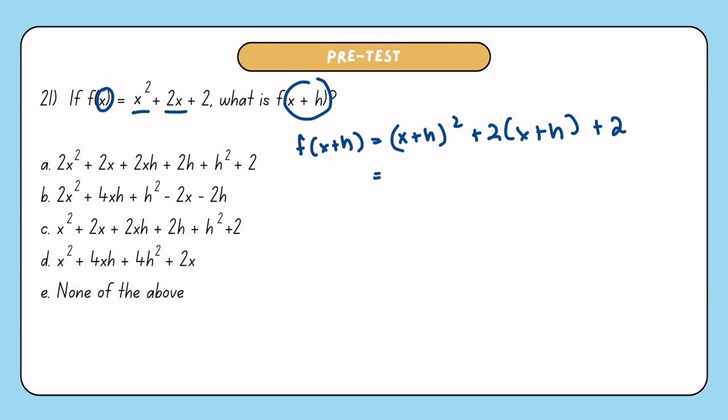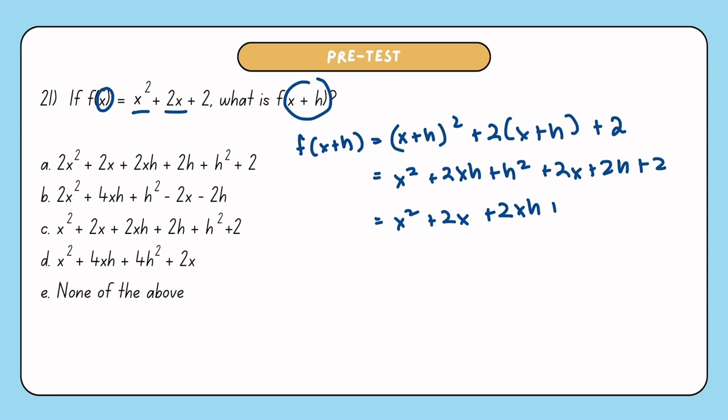Then, i-expand natin to get x squared plus 2xh plus h squared plus 2x plus 2h plus 2. And pag ni-rearrange natin, we will get x squared plus 2x plus 2xh plus 2h plus h squared plus 2. The answer for number 21 is C.